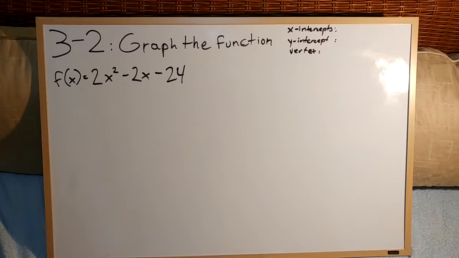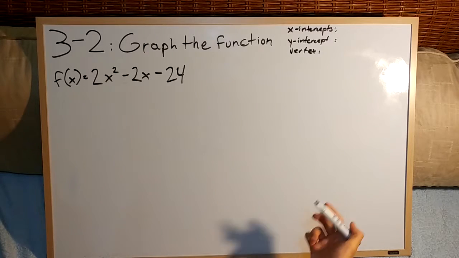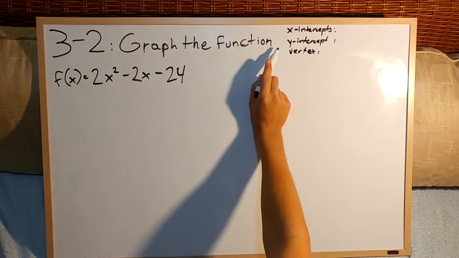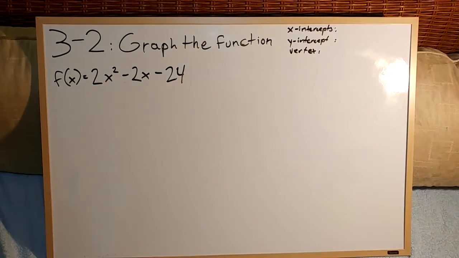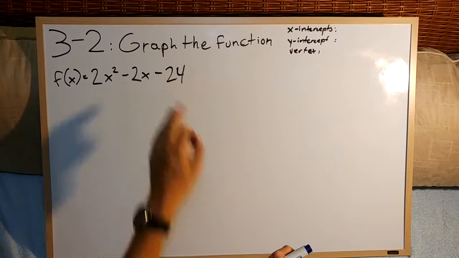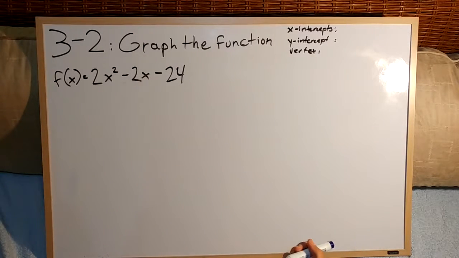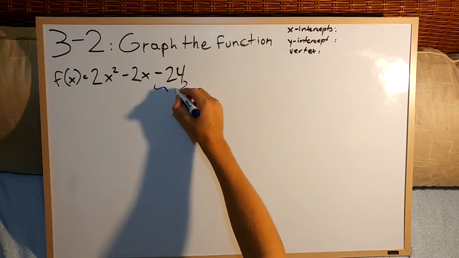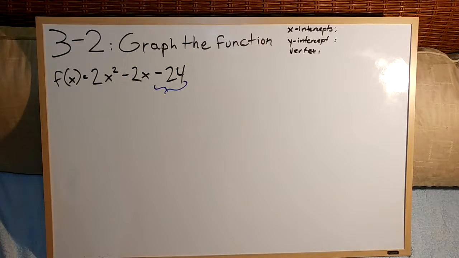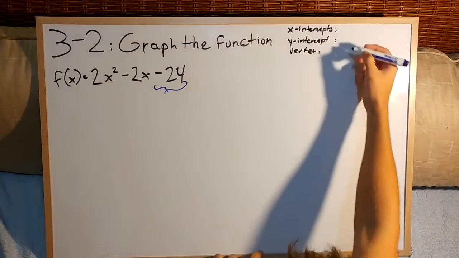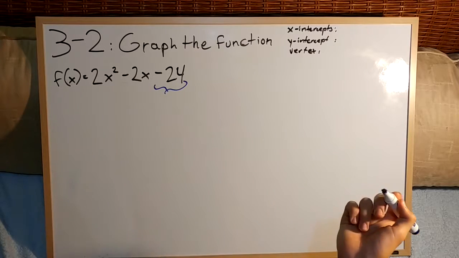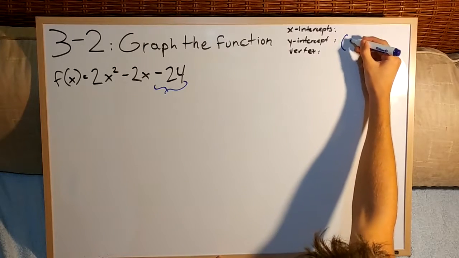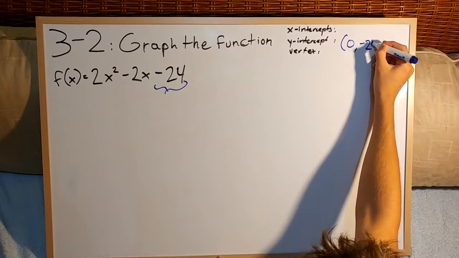Okay, the first thing we do is we have to graph the function by finding the x-intercepts, the y-intercept, and the vertex. The easiest thing we can do when the function is written in standard form is the y-intercept. Why? Because the constant is the y-intercept. The y-intercept is when x equals 0 and then there's a y value next to it. And this is the y value. So it would be 0, negative 24.